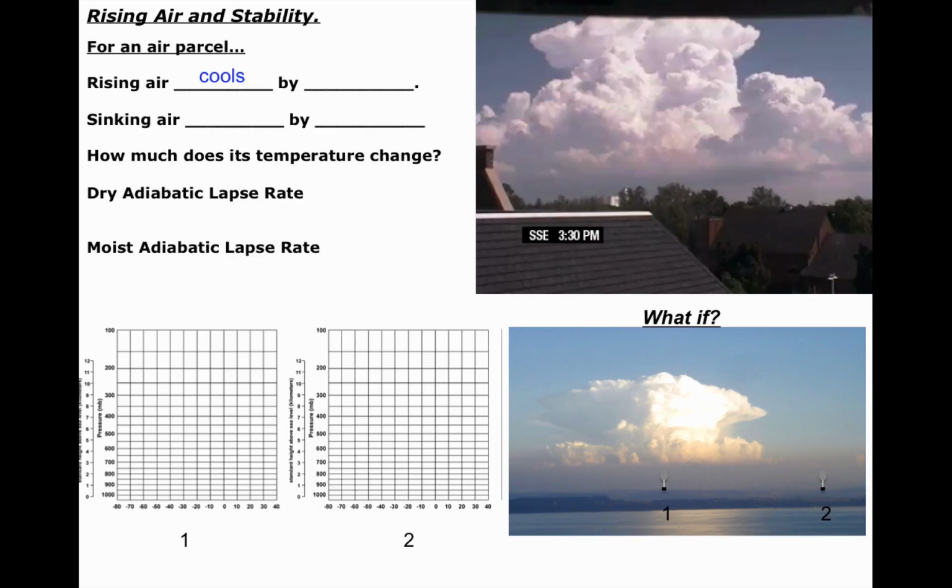Rising air cools by expansion. As this parcel of air rises, the atmosphere pushing in around it pushes less and less hard. Why? Atmospheric pressure, as we learned a long time ago, decreases with height. That allows the parcel to get bigger and bigger, and it imparts some of its energy by expanding against the environment that it's floating into. Therefore, it cools as it rises.